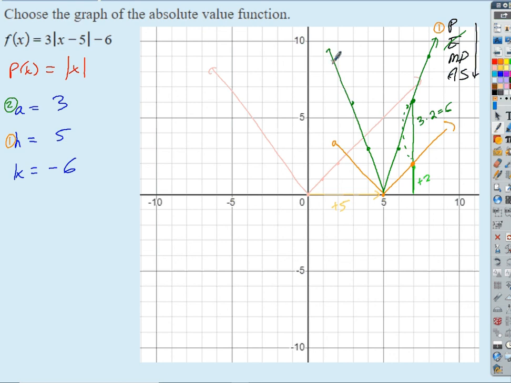So we've got 2 things done. We translated it horizontally and we stretched it vertically. What's the last thing to do? So that was step 2. Last thing is add or subtract, outside of grouping symbols, right? So where's that? -6. So there's our third step.